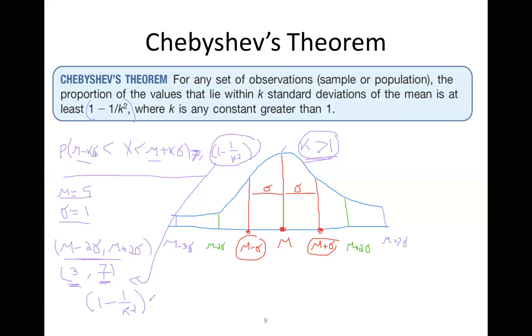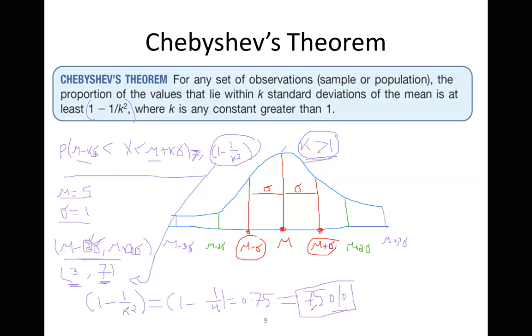So here k equals 2. Now we have k equal 2, okay? So 2 squared is 4, then 1 minus 1 over 4 equals 0.75, and the percent equals 75%. So if you have data, that's the meaning of the Chebyshev theorem and how we can use it.